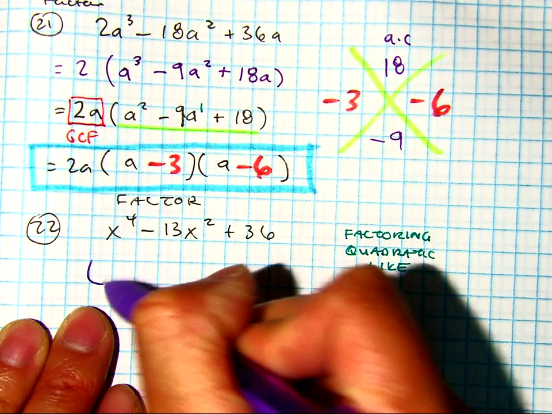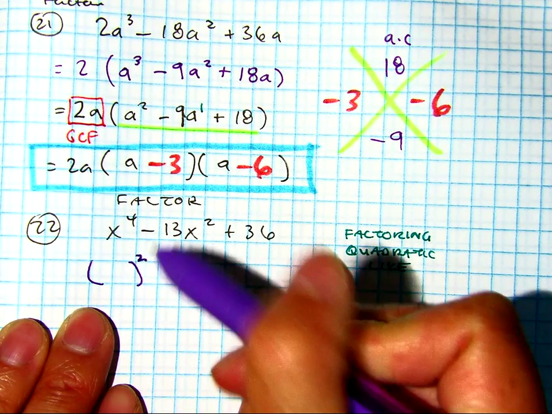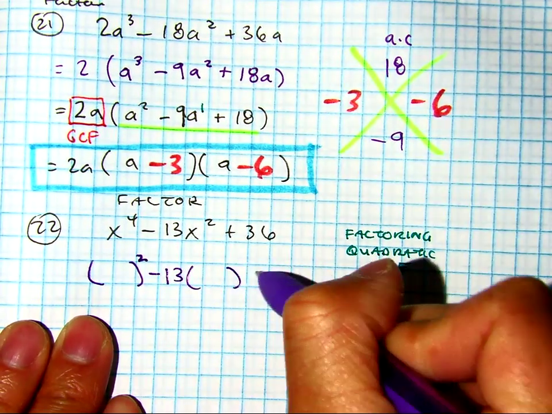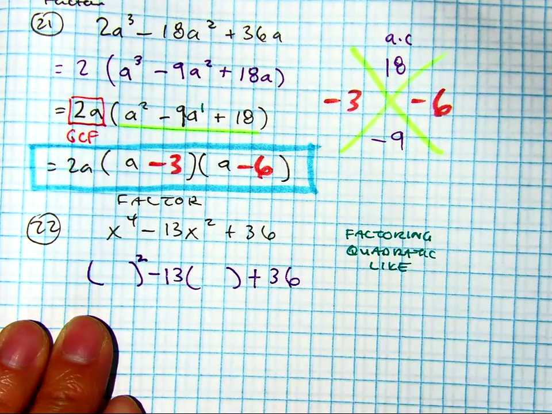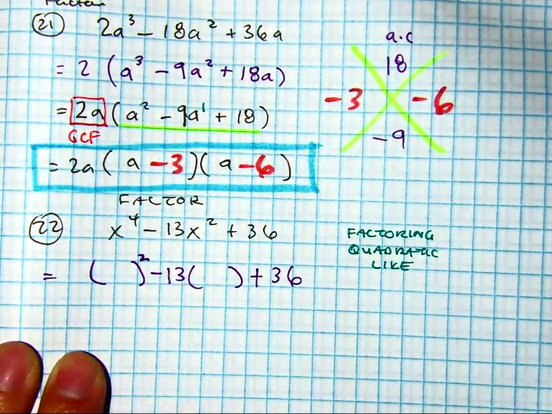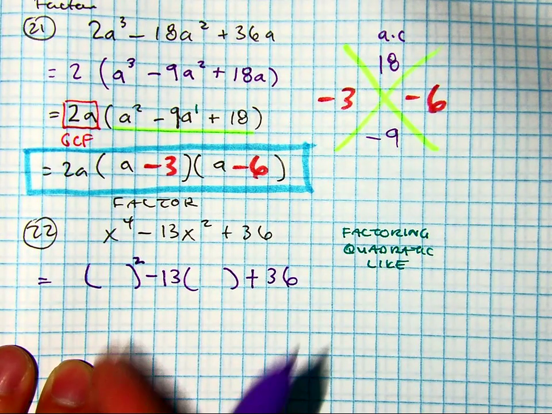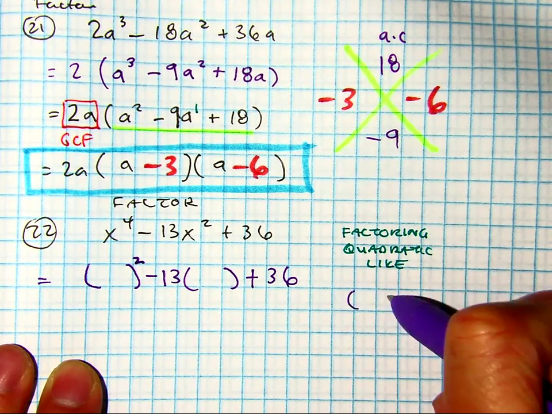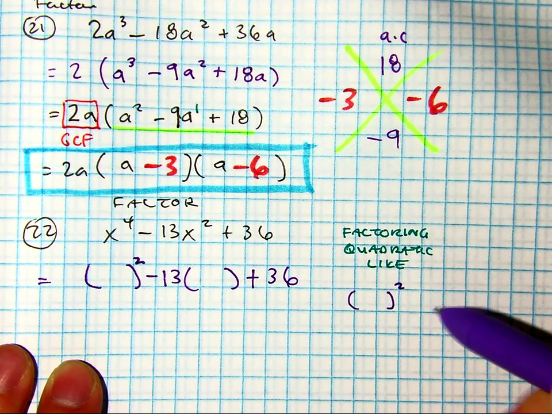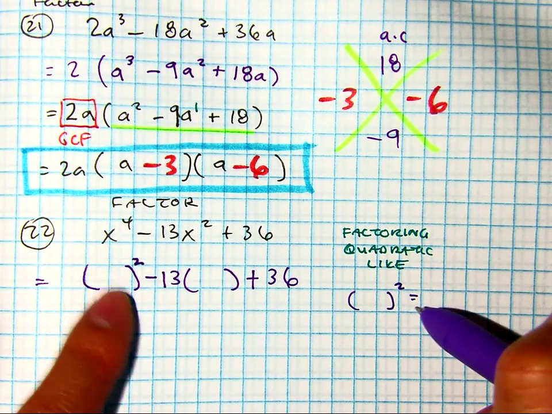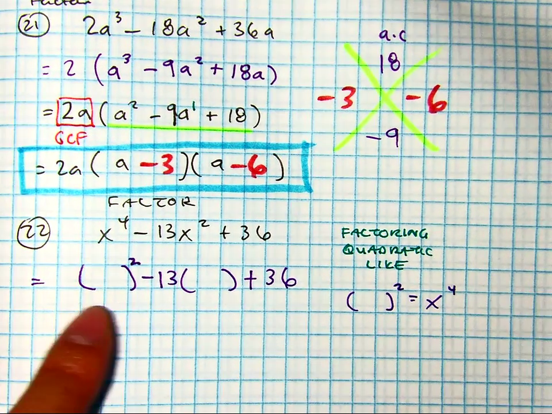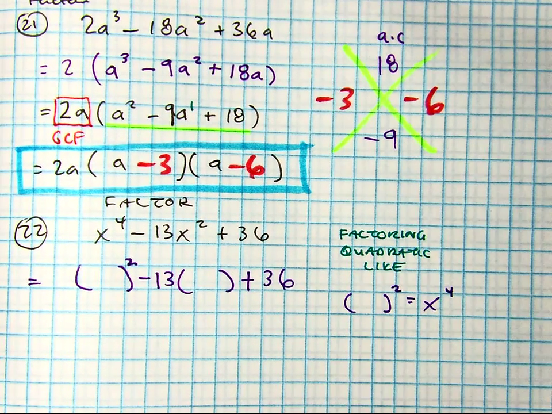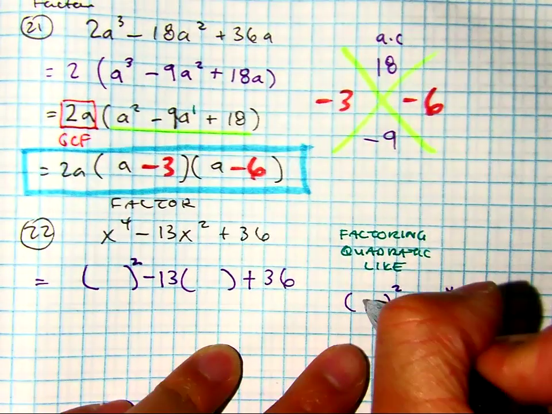So if I put in parentheses, normally that's like x squared minus 13x plus 36. This would be kind of like a quadratic, right? That's something we can put into X-box. But I have to put something into that parentheses. So my side problem is something squared equals, right above it, x to the 4th. What can I put in there, class? X squared.